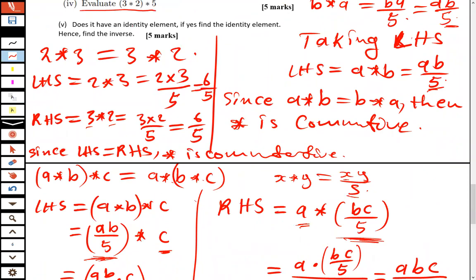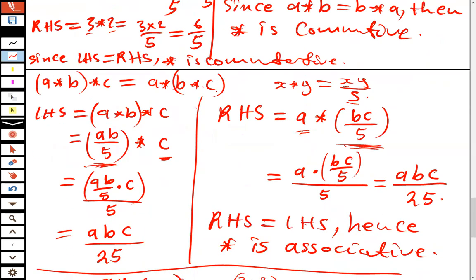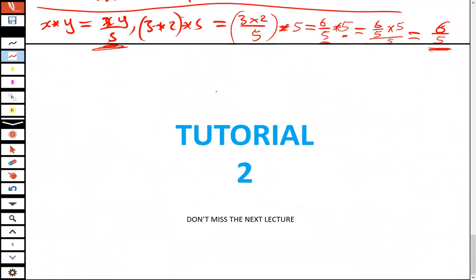The question is, does it have an identity element? If yes, find the identity element, and hence find the inverse. So the question is asking us to determine whether it has an identity element, and then if it has the identity element, we have to proceed to find the inverse. So how do you find the identity element? Remember what we said. If you have the element A star E, the identity element, the answer that you are supposed to get should just be A.